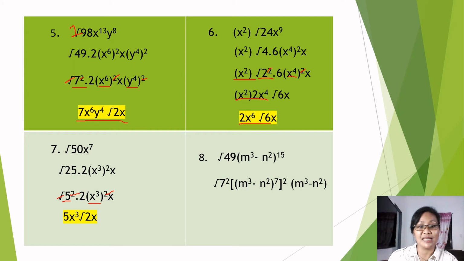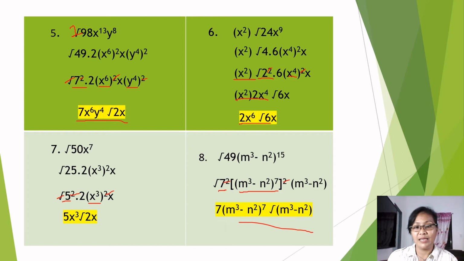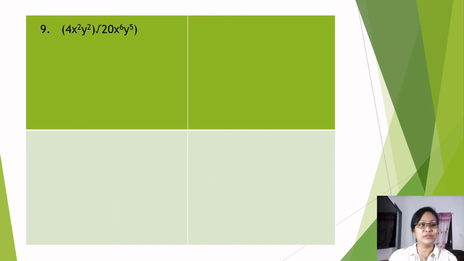Next, we're going to extract the root. So perfect root cancelled, 2 and 2. Therefore, our final answer is 7 times m cubed minus n squared raised to 7. Square root of the non-perfect root is m cubed minus n squared. Next, example number 9.